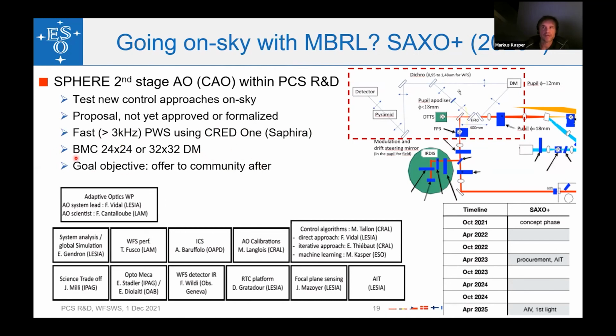And of course, the idea would be, if this works well and we get nice results with this upgrade of SPHERE, that this capability will be offered to the astronomical community afterwards. This is something that's just about to start, and first light is at the moment foreseen for about mid-2025.